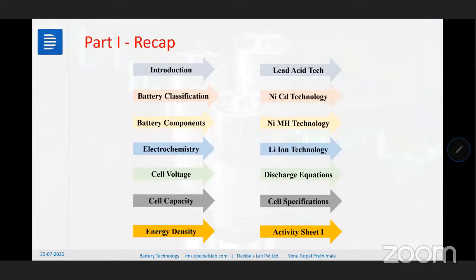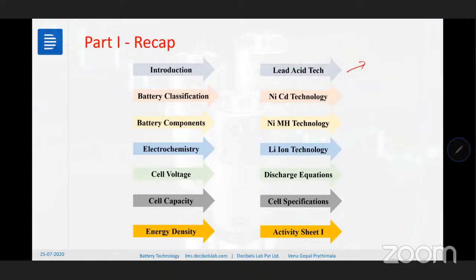So after completion of these three, we moved on to different types of secondary batteries, that is lead acid technology. In lead acid technology, we have seen the specifications, what the cell voltage is, what the cell capacity is, and all the stuff. And we have seen how the discharge happens in lead acid technology by writing some discharge equations. We also discussed nickel cadmium technology. Why has nickel cadmium technology been banned? It's because of the toxicity of cadmium. We also looked into the discharge equations of nickel cadmium, and we have seen the differences between lead acid technology and nickel cadmium technology in terms of cell voltage, cell capacity, and energy density values.